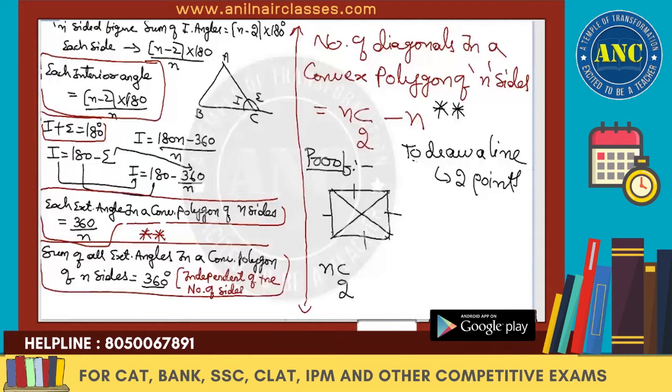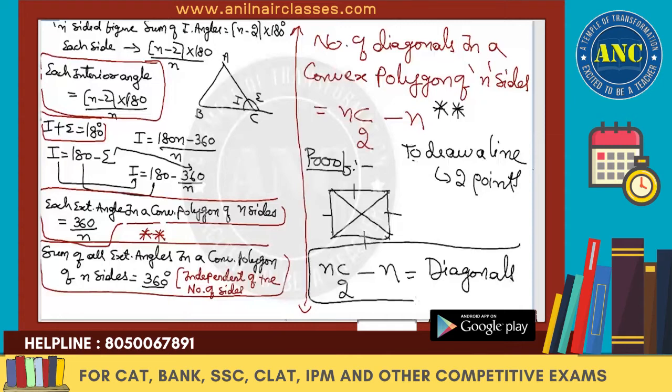The adjacent sides, for 4 points, are 4, so there will be n adjacent sides. The remaining lines are the diagonals: nC2 minus n. What is nC2? nC2 is the total number of straight lines, and n is the number of adjacent sides.